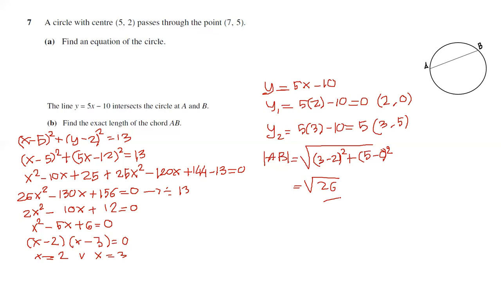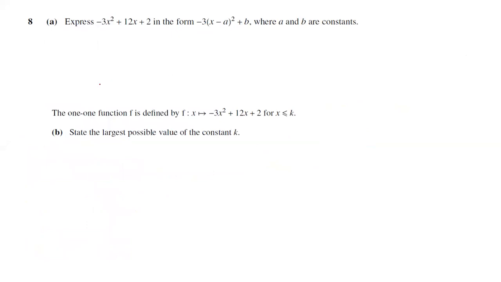Next, for number 8a, express negative 3x squared plus 12x plus 2 in the form negative 3 times (x minus a) squared plus b, where a and b are constants. Okay, negative 3x squared plus 12x plus 2 equals negative 3 times (x squared minus 4x) plus 2.